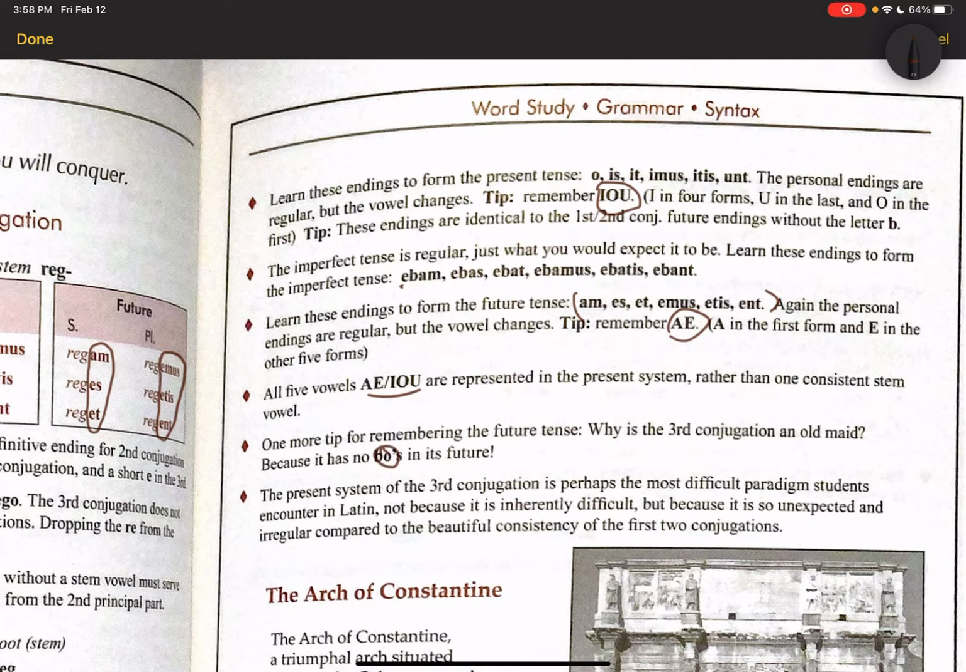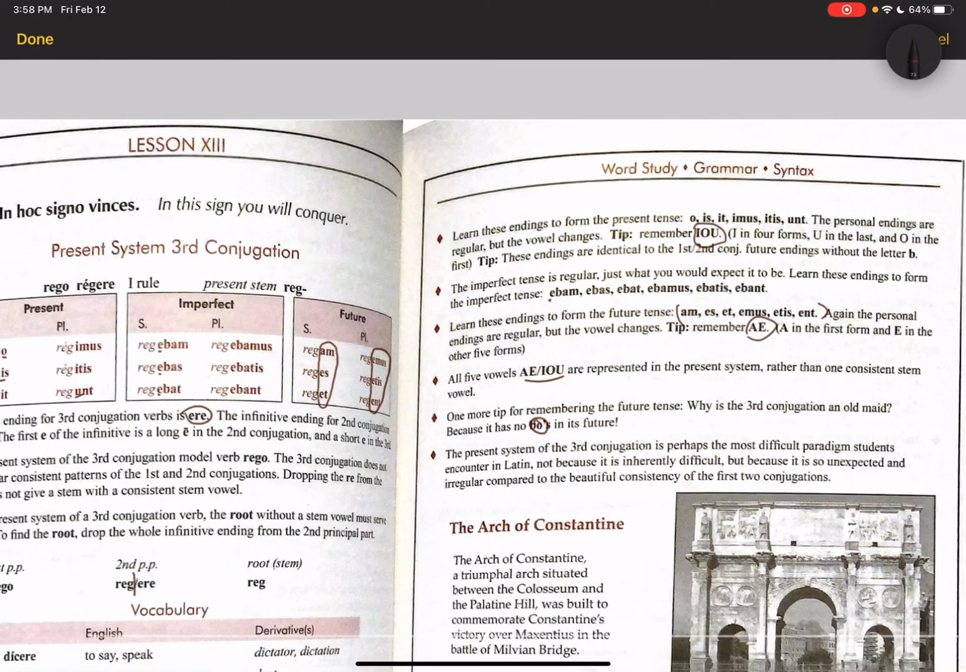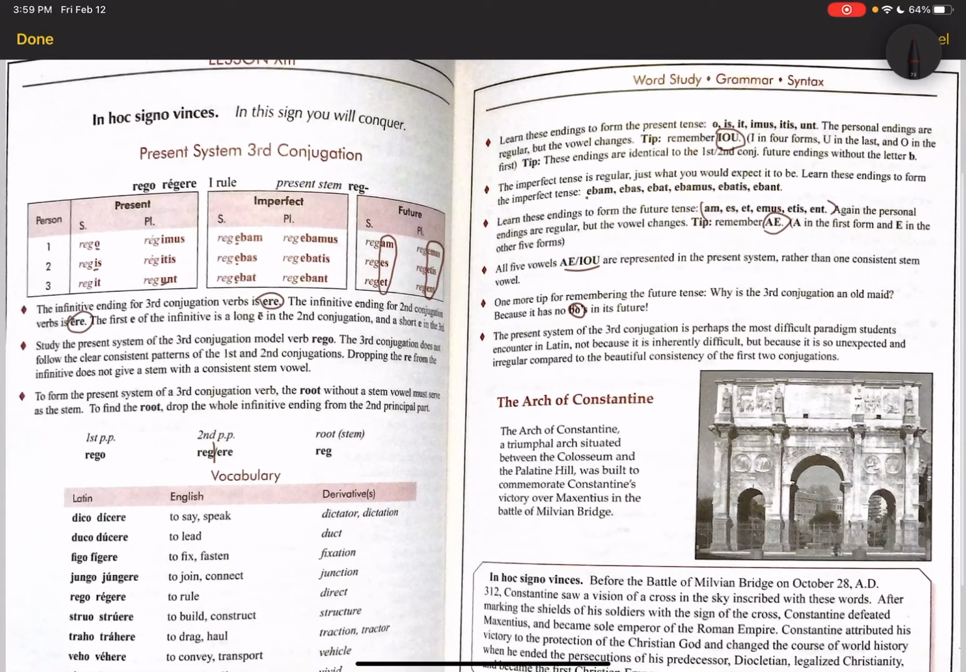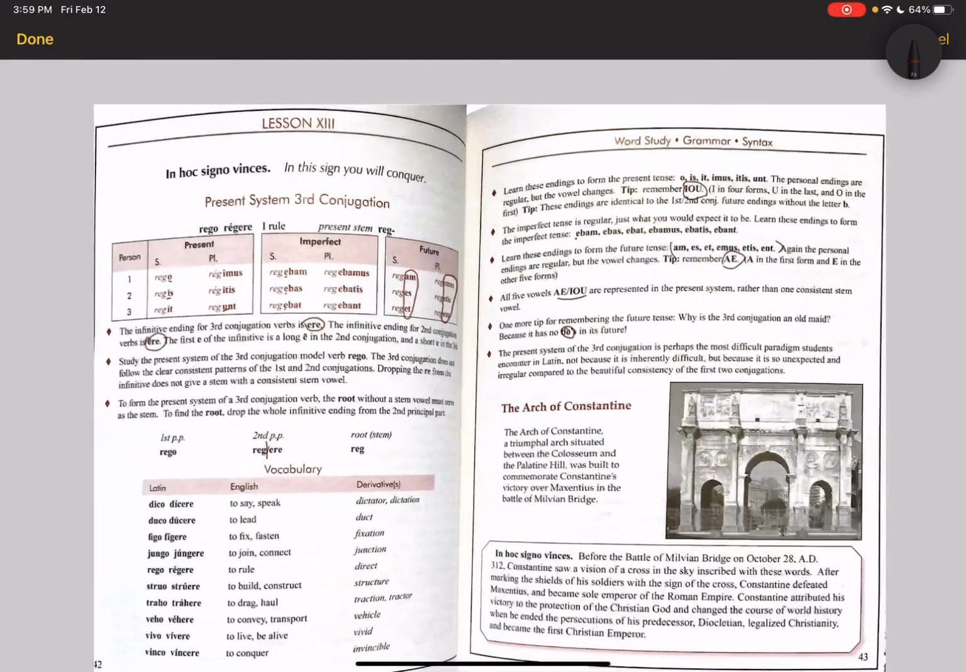That's very clever. The present system of the third conjugation is perhaps the most difficult paradigm students encounter in Latin, not because it's inherently difficult, but because it's so unexpected and irregular compared to the beautifully consistent first and second conjugations. So just know that we're doing the most frustrating part, and after that it'll get more consistent again. All right, good luck with that lesson.